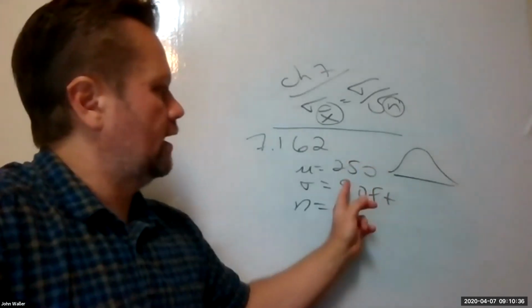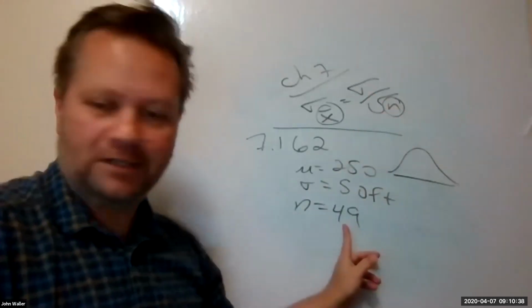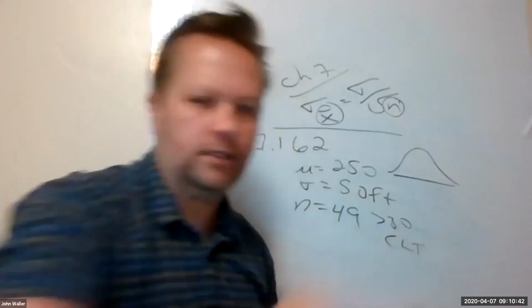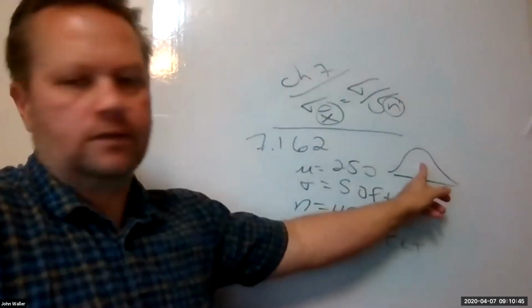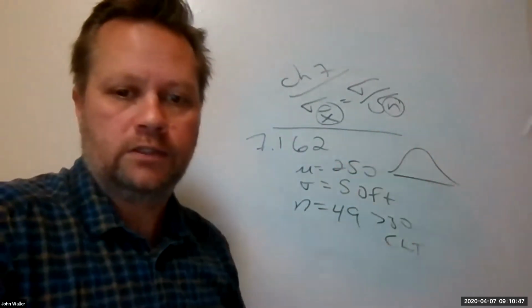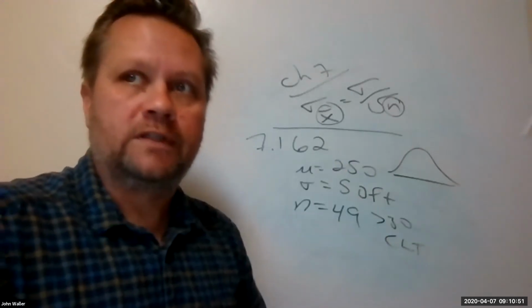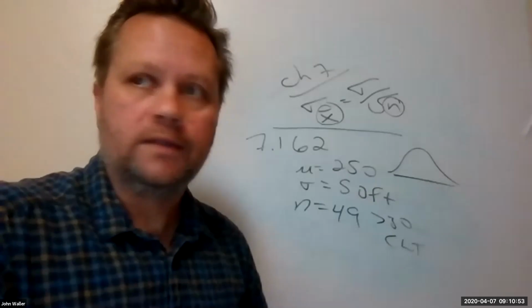Yes, the sample size, where'd you go? Sample size, there it is, bigger than 30. So central limit theorem says go for it, right? It's normally enough.